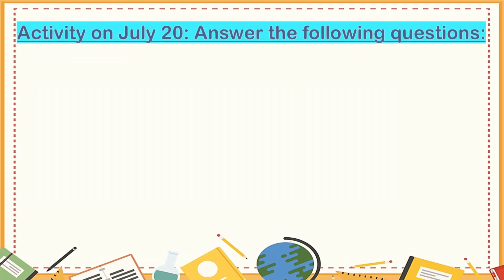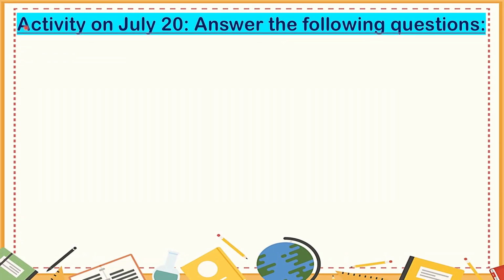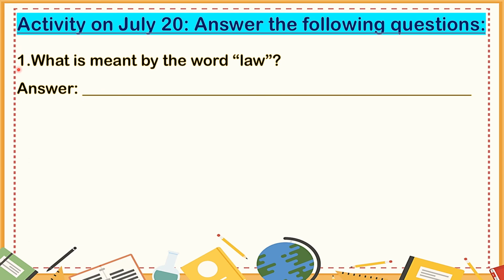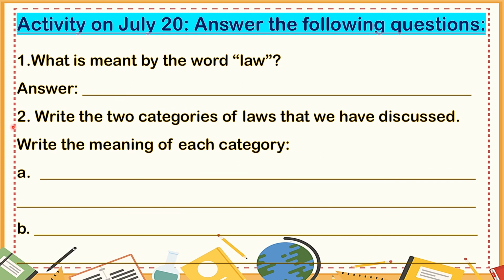It's time for me to give you an activity for today. Please answer the following questions. Actually, I only give two questions for you to do. The first one is, what is meant by the word law? And the second one, write the two categories of laws that we have discussed, and please write the meaning of each category. Now, class, when you answer questions number 1 and 2, you can write your answer according to how you understood it, or you can just copy in your book. The choice is yours. Good luck!